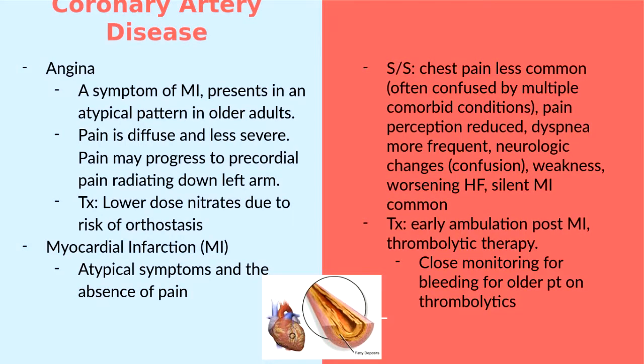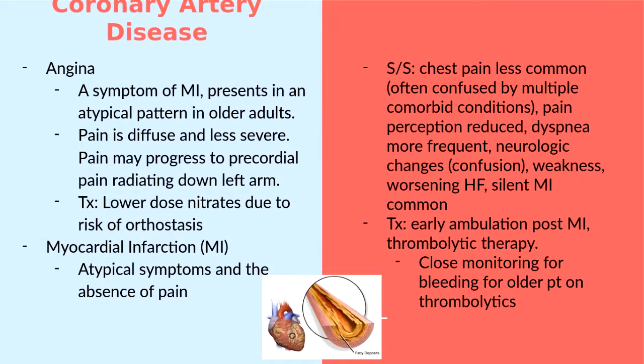A symptom of myocardial infarction presents in an atypical pattern in older adults. For older adults, the pain is diffuse and less severe, and the pain might progress to precordial pain radiating down the left arm. And the treatment for this is lower dose nitrates due to risk of orthostasis.